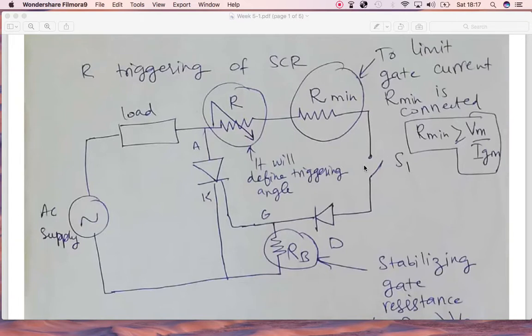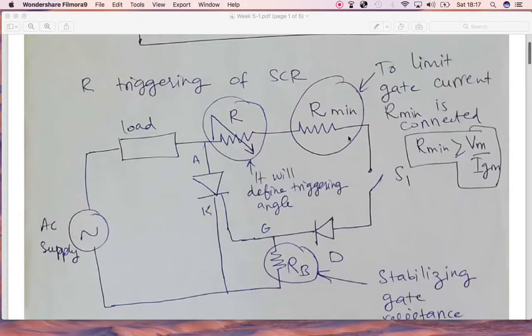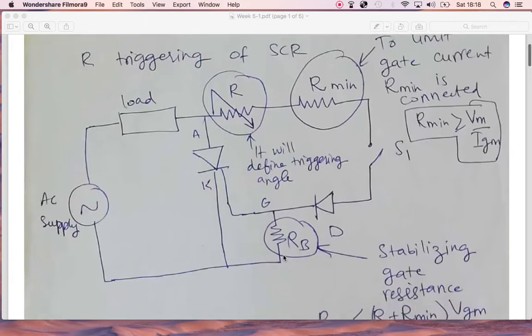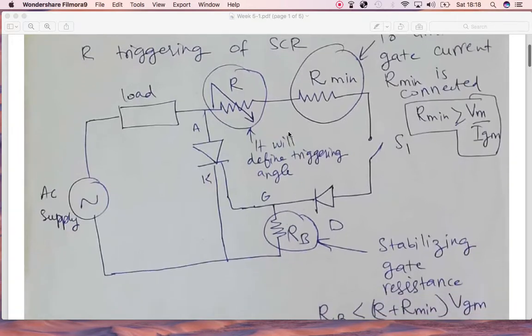Over here we have a switch, and we have three resistances which are connected, and the purposes of those resistances are mentioned over here. So the variable resistance is for defining the firing angle, the triggering angle. The Rmin resistance is limiting our gate current in this loop so that the SCR may not turn on earlier, and the RB is a stabilizing resistance, which, in case some uneven current comes in that loop, drains that current and stabilizes the voltage and current parameters of this gate terminal over here.